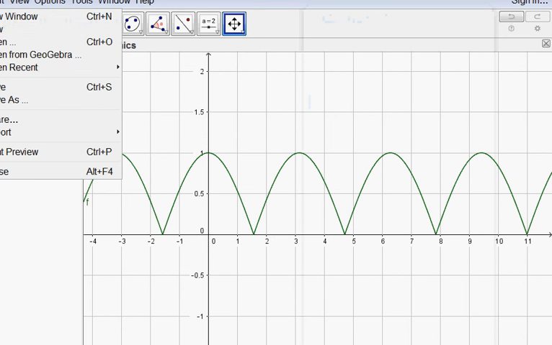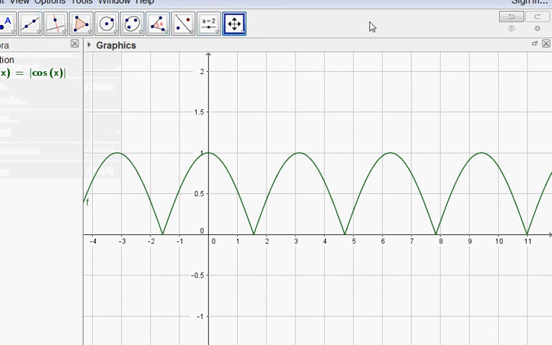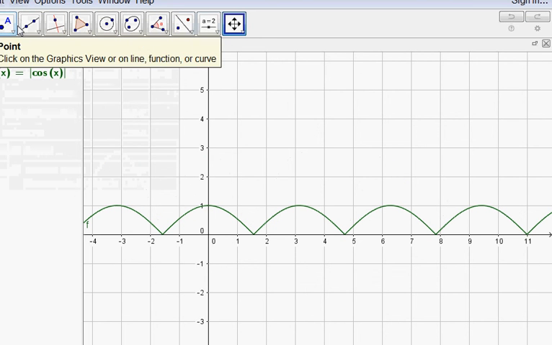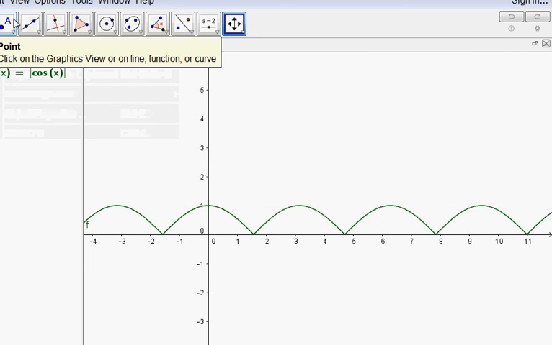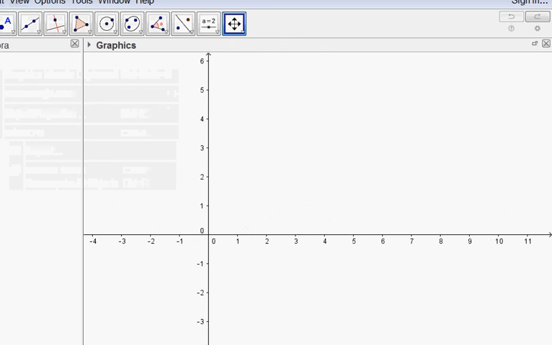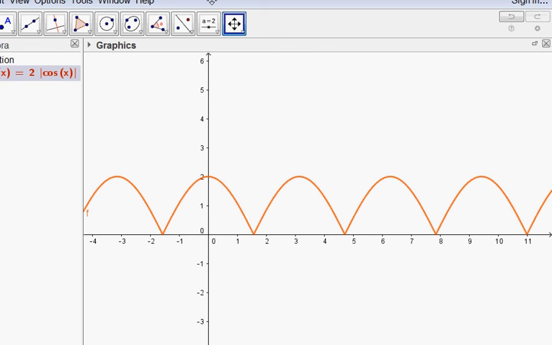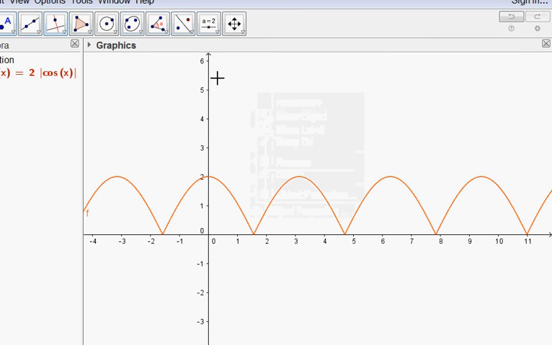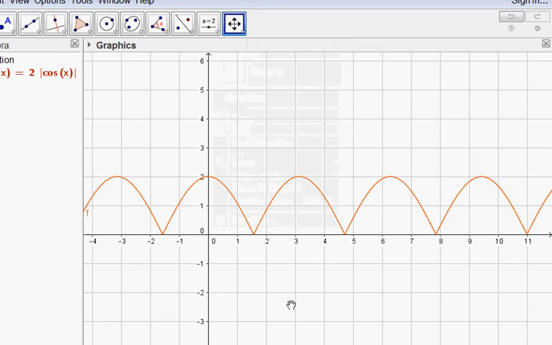So, file, undo. My graph is slightly different than the one I want, so I'll just undo that. Undo. Right, let's try this again. Y equals 2 times the ABS of cos x. There we go, that's a bit better, yeah? So, you guys would have been able to draw that using your calculator, wouldn't you? So, there it is there.